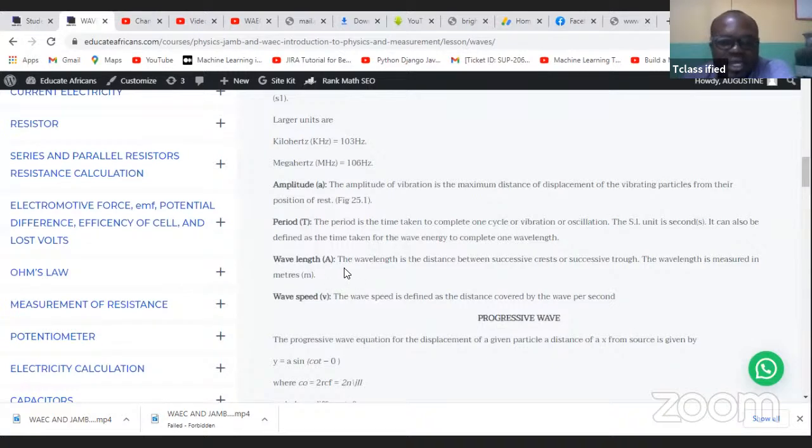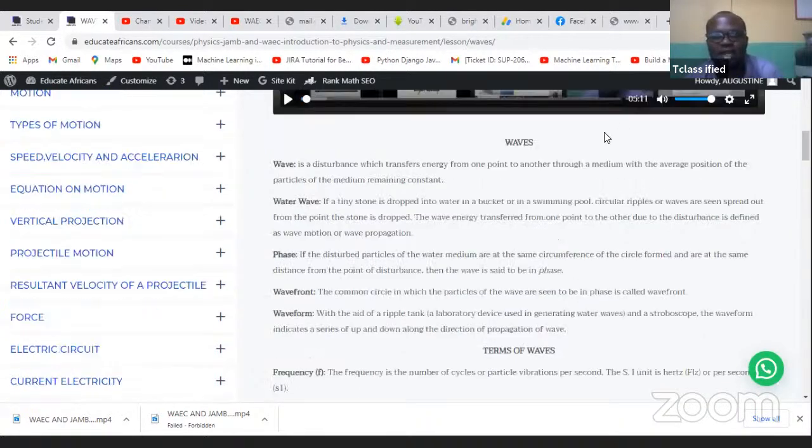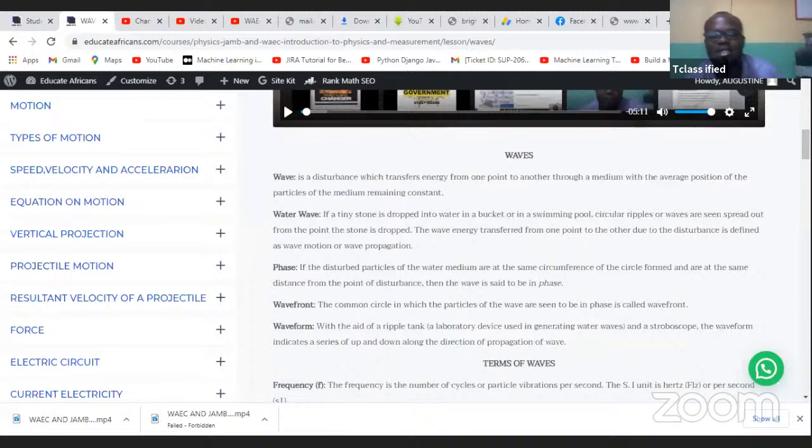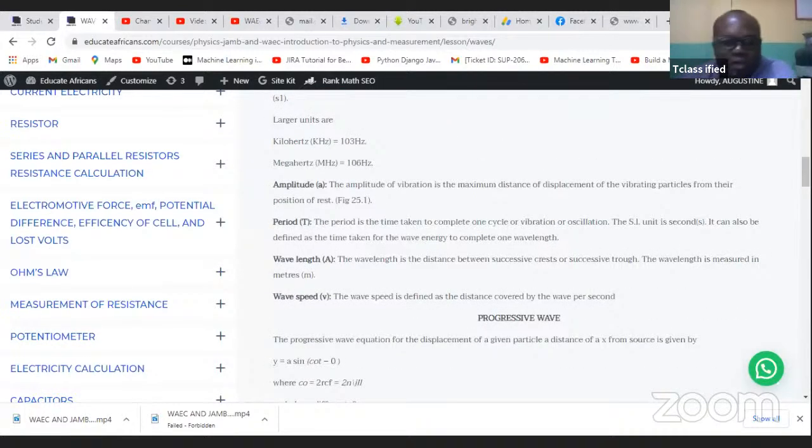Now wavelength is the distance between successive crests, as I've told you, or successive troughs. This is a crest here, this is another crest, so the distance between these two is known as the wavelength, or the distance between successive troughs. Take note of that. These are terms that will always come out in one way or the other. Then we have wave speed. The wave speed is defined as the distance covered by a wave per second. Take note of that.